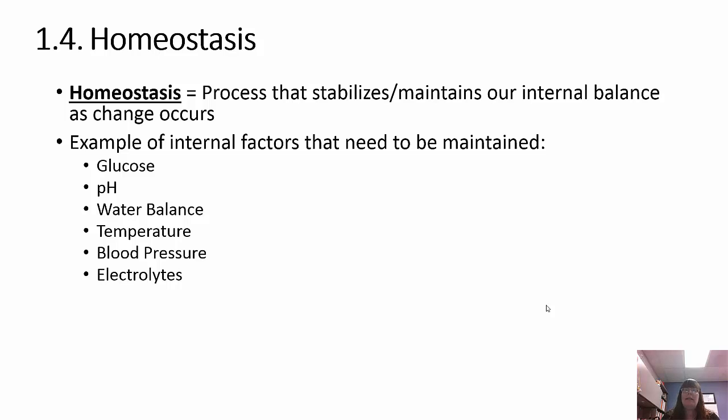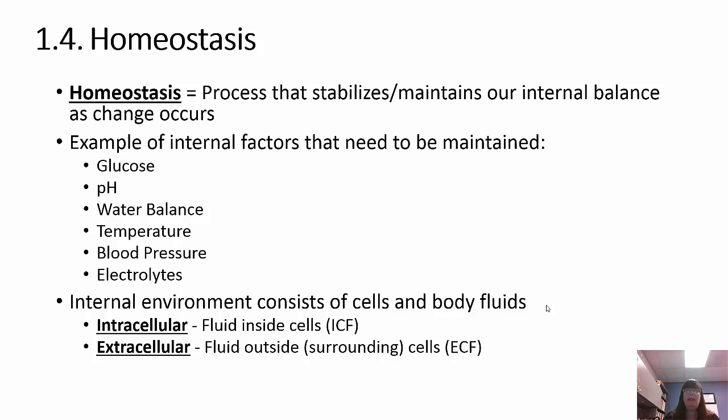Homeostasis is the process by which we maintain our internal balance, so we stabilize our bodies and help maintain that happy, steady state. Some factors that have to be maintained: glucose, pH, our water balance, temperature, blood pressure, electrolytes. All of those have to be maintained within the range that our body is happy.